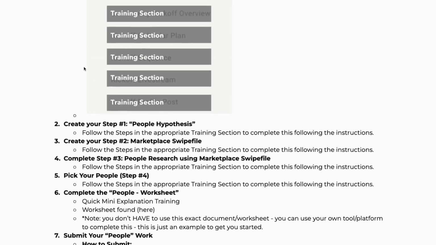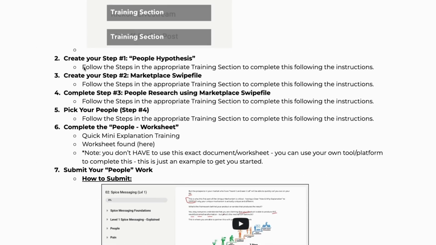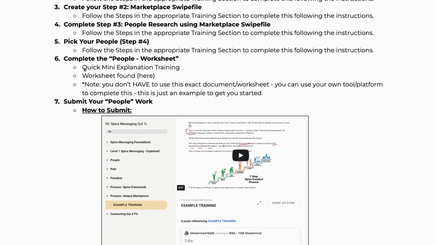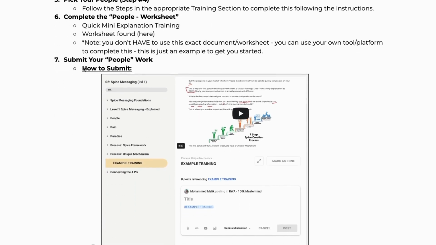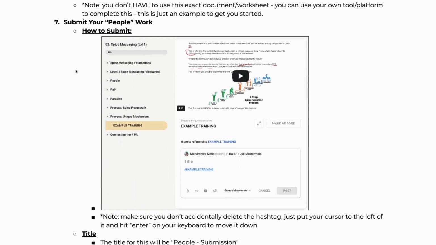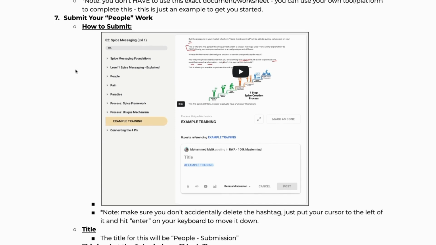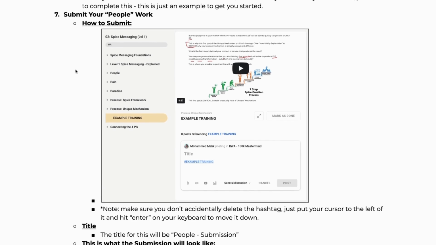Okay, so it's a lot of doing the dang work and getting into the trenches and getting all of that done. Now, once you actually complete all of that, you're going to submit all of your people work. That way, not only can you get feedback, but it also promotes accountability, so that we can see whether or not you're actually doing the dang work, and you're getting the support that you're looking for.